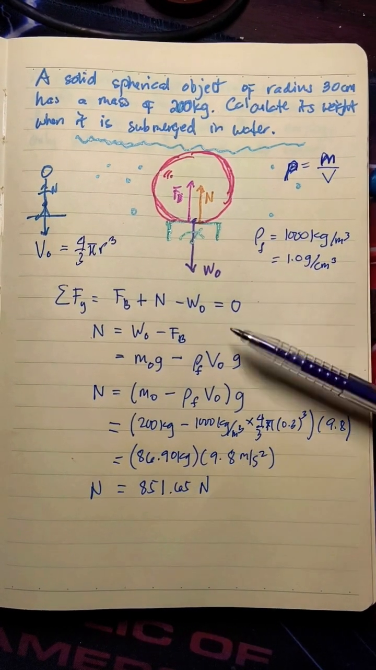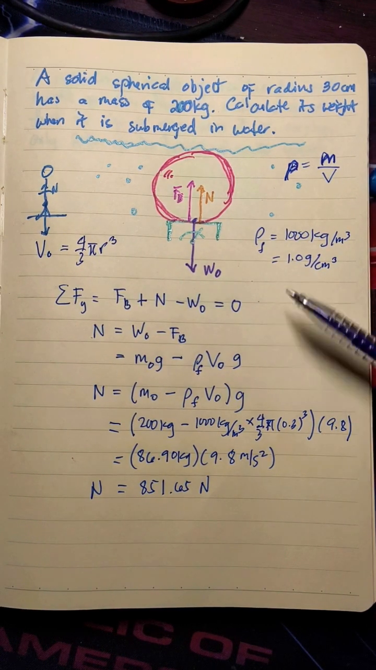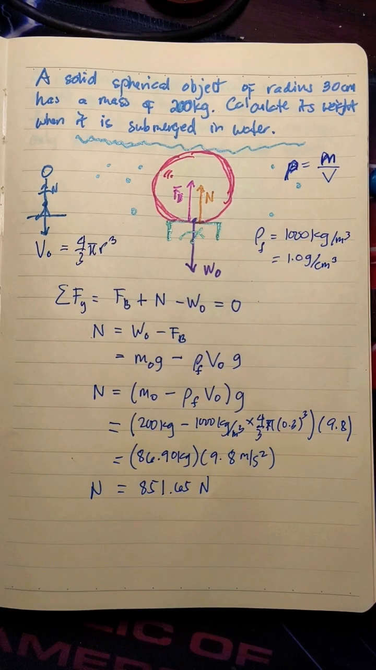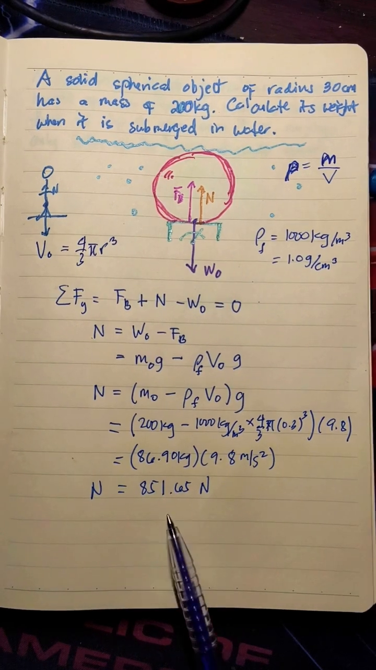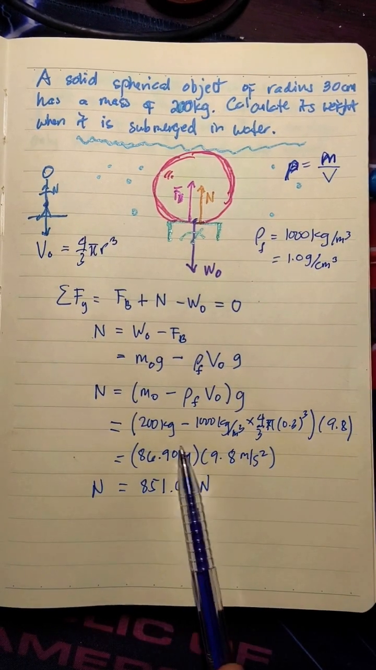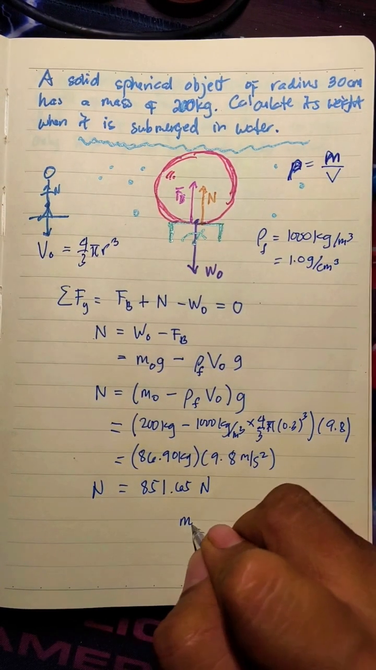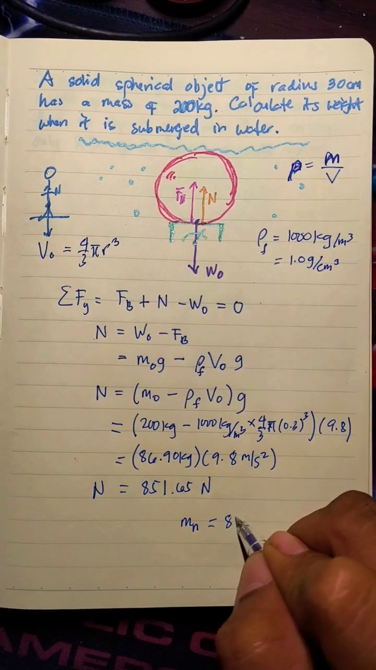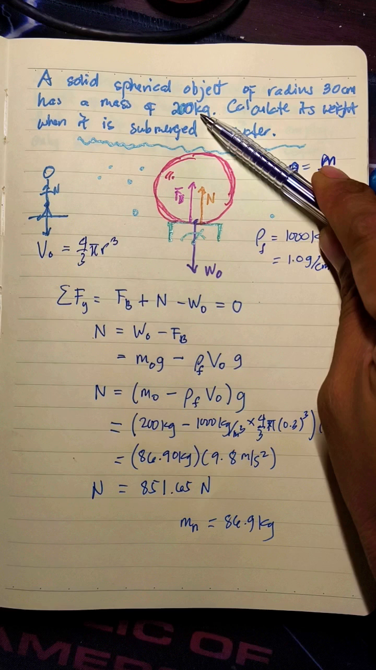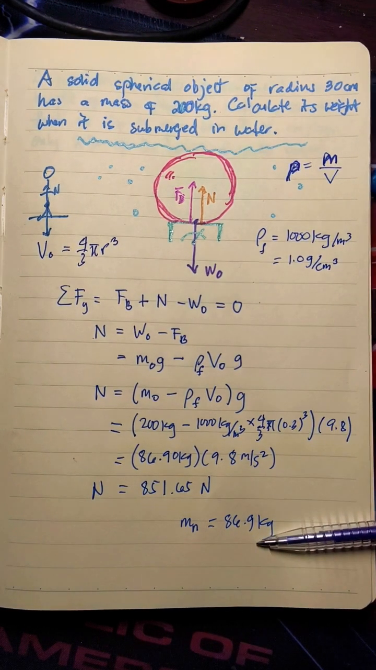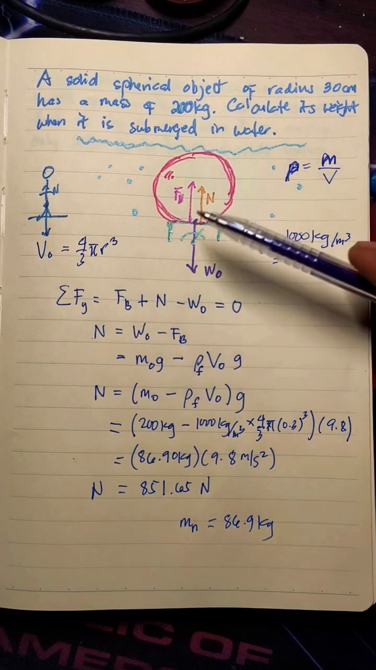But of course, whenever we talk about weight, we actually refer to the mass in our common life, like in your bio data. When you're asked to put the weight, you're actually putting the mass. So let's convert this to mass. You just divide this by 9.8. Notice that the mass as measured by this, let's call this mn, would just be 86.9 kilograms. And instead of being 200 kilograms, we are now measuring an 86.9 kilogram object. That's because of the buoyant force.